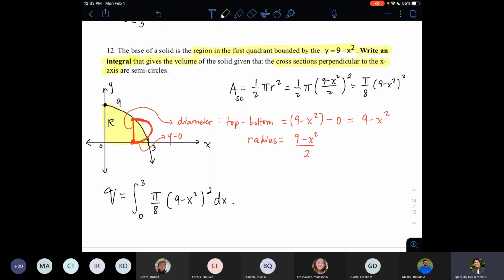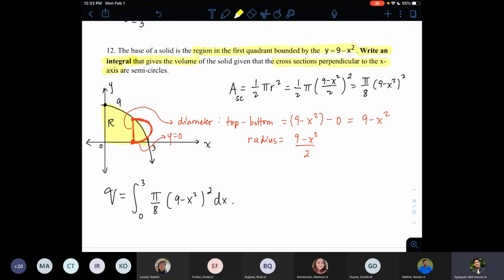All right. Any questions? Any violent reactions? You guys are very quiet. Can you explain how you got the area again, like the pi over 8?